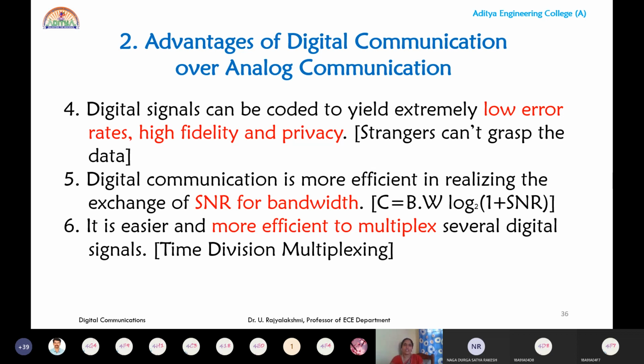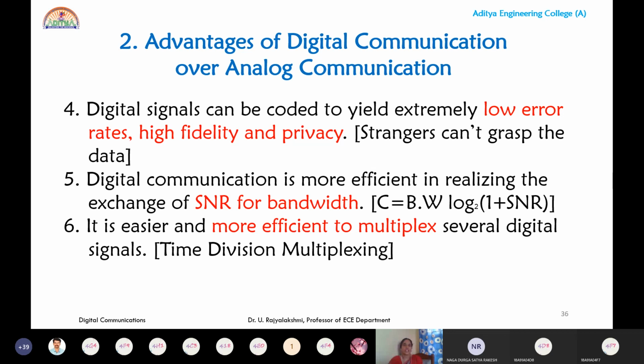Next, what is the fifth one? In digital communication, you can interrelate the SNR with bandwidth. I mentioned this in the brackets. Please go through that equation. C is the channel capacity. Channel capacity is given in terms of the bandwidth and signal to noise ratio. So using this statement is generally defined as the Shannon-Hartley theorem.